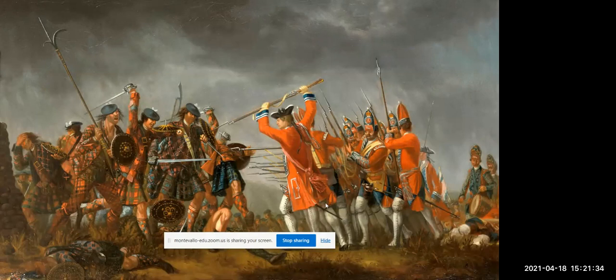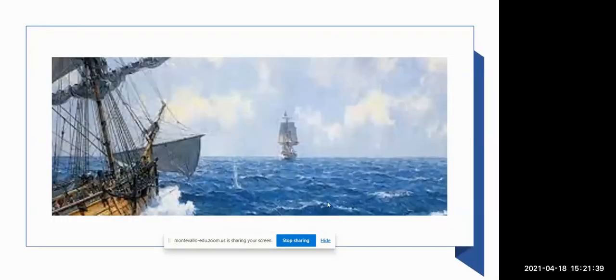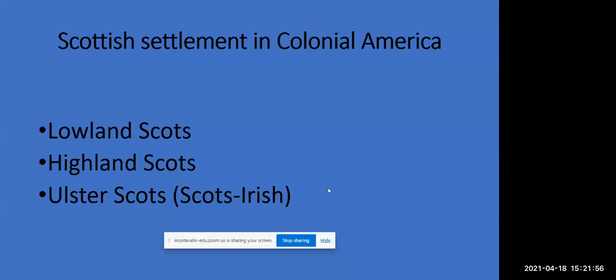Now, with respect to Scottish migration to the American colonies, it's estimated that more than 50,000 Scots settled in the 13 colonies between 1763 and 1776 throughout the various 13 colonies. And Scottish settlement in colonial America is typically divided by historians into three separate streams. We have the Lowland Scots, the Highland Scots, and the Ulster Scots, which are more familiar, known as the Scots Irish.